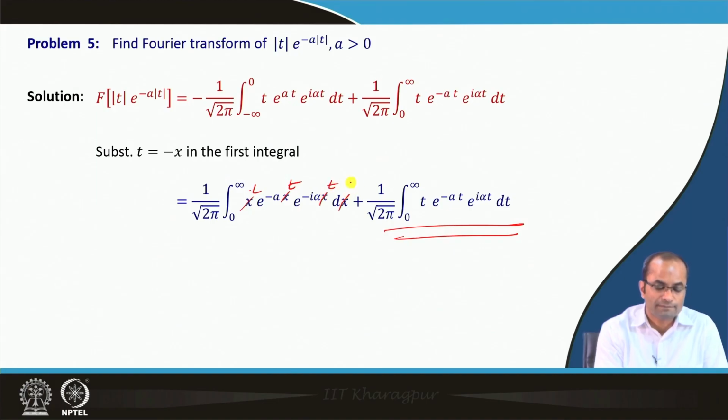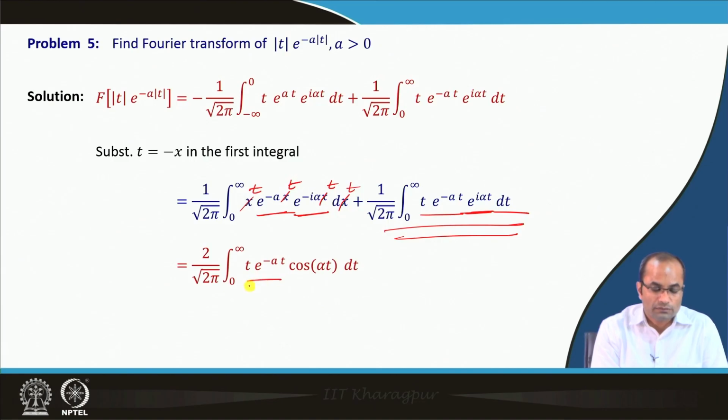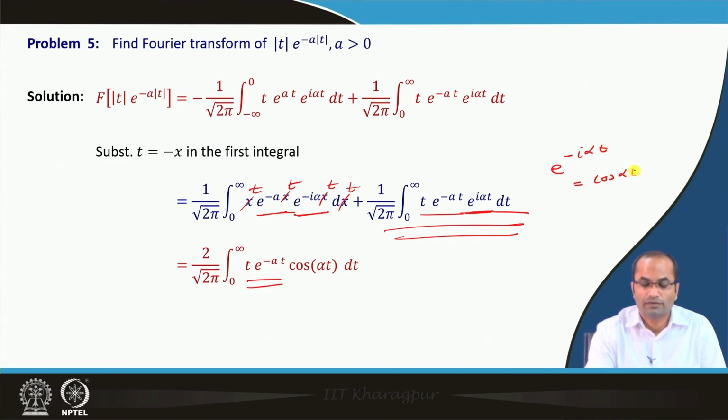So, we have basically the same integral with dt, e power, here we have the plus sign, here we have minus sign, but this is e power minus a t, and here also we have this t e power minus a t. So, what is now? In the first one we have minus i alpha t. So, e power minus i alpha t, which can be written as cos alpha t minus i sin alpha t, and in the second case we have this e power i alpha t, which is cos alpha t plus i sin alpha t. This is from the second integral where we have e power i alpha t.